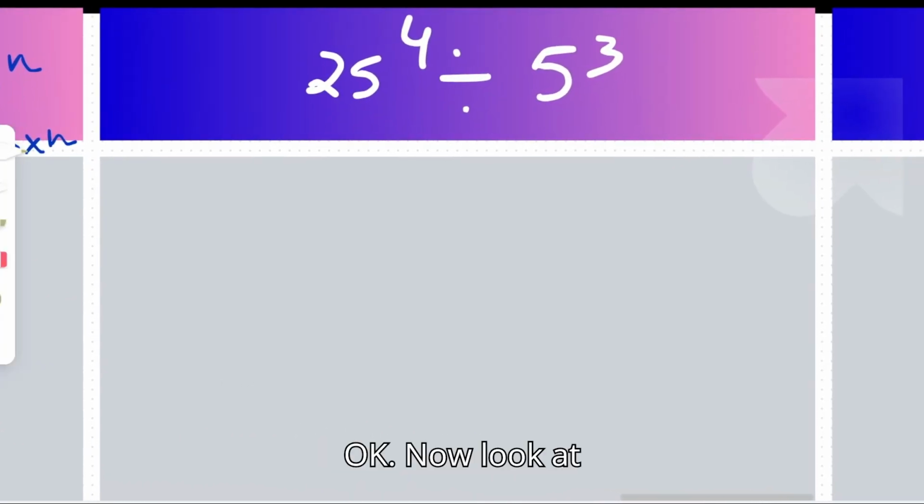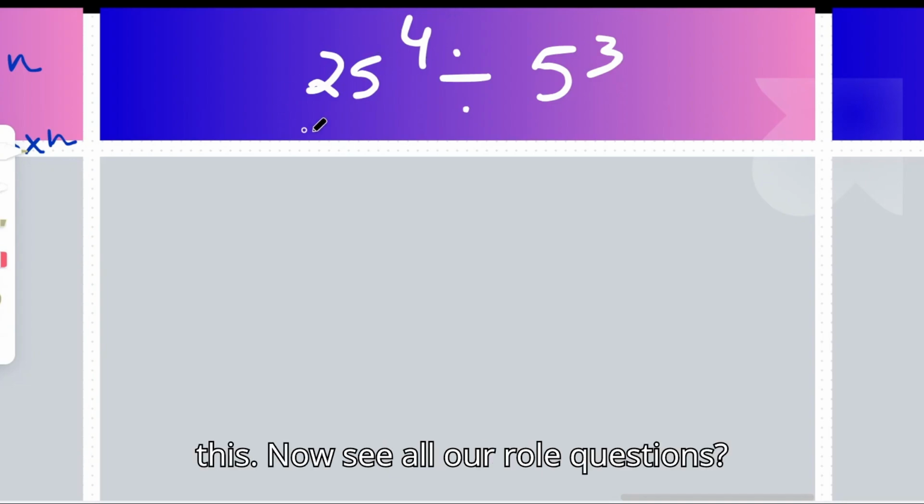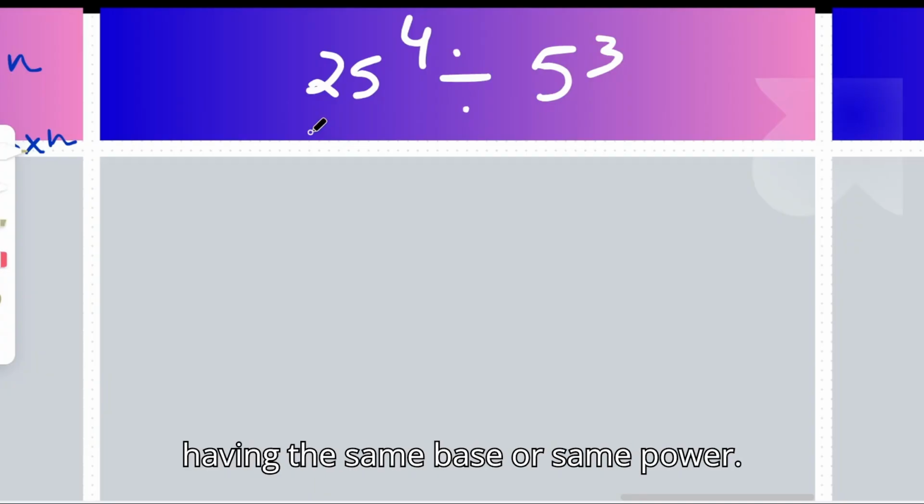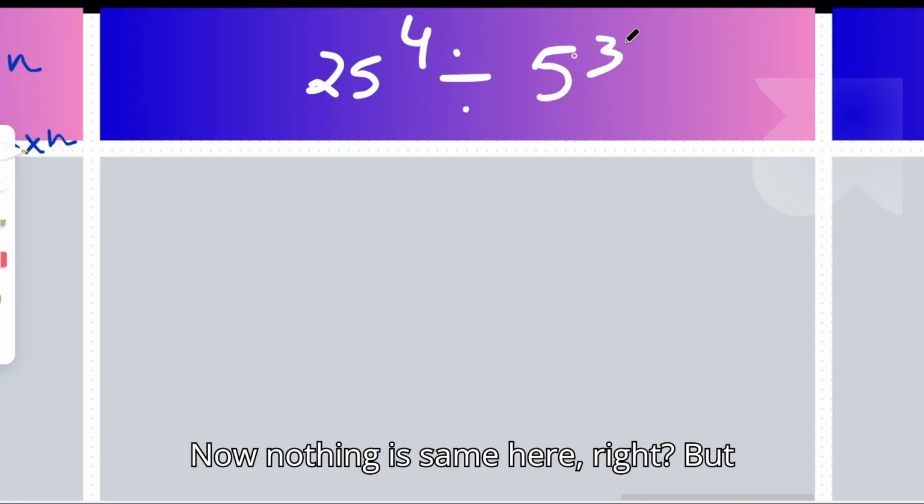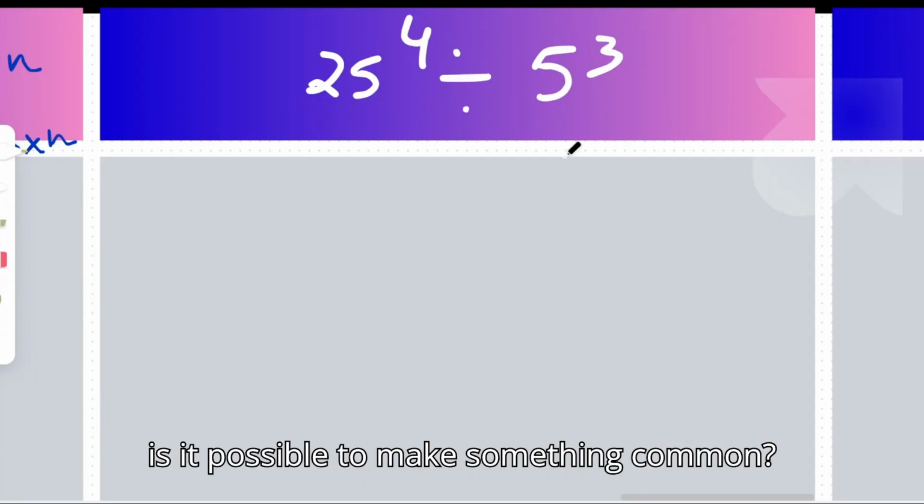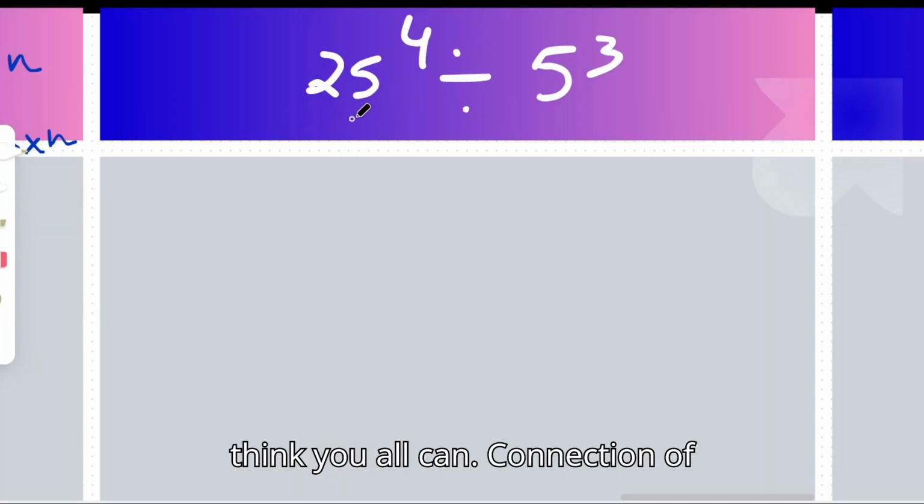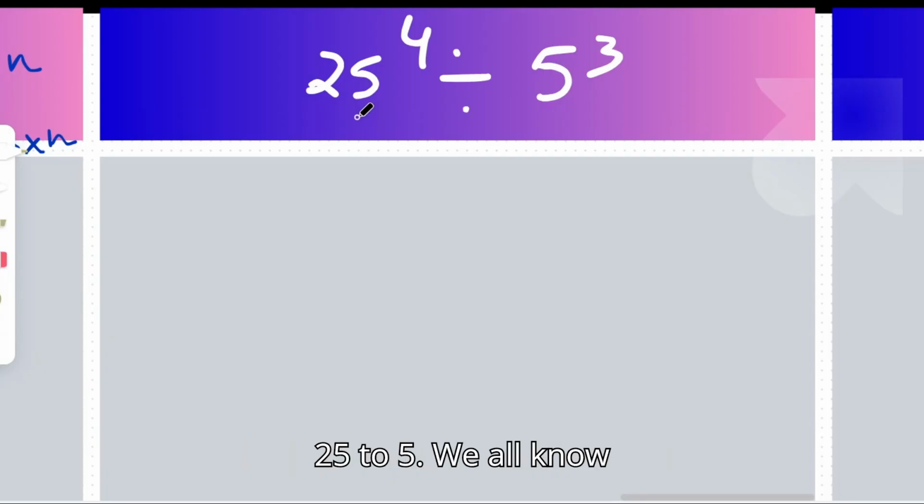Okay. Now look at this. Now see, all our questions, all our rules are based on either having the same base or same power. Now nothing is same here, right? But is it possible to make something common? You see this is 25 and I think you all can make connection of 25 to 5. We all know that 25 can be written as 5 times 5, right?